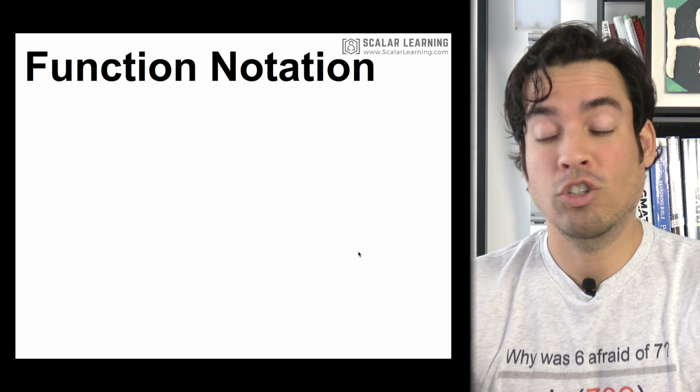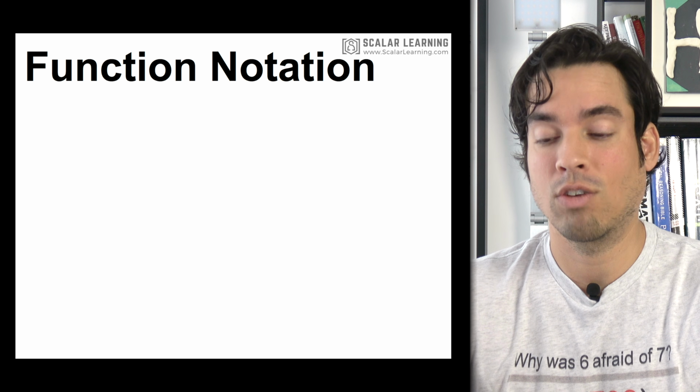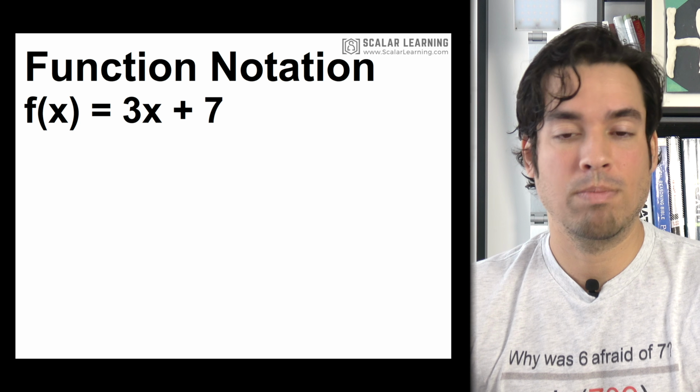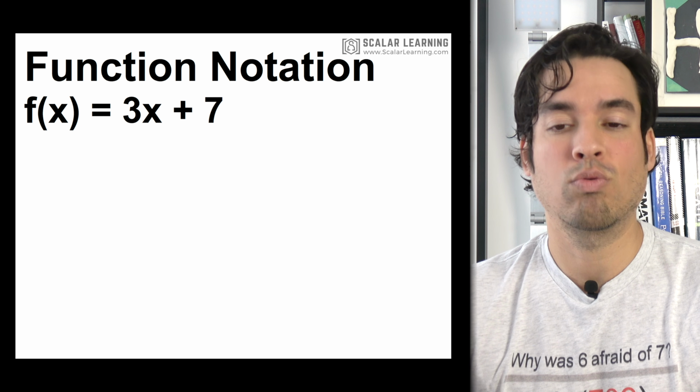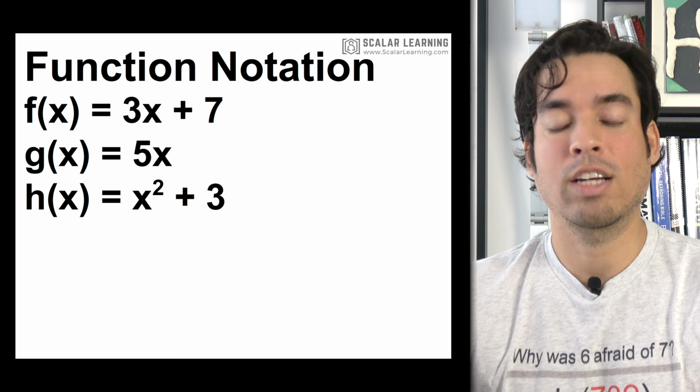Finally, we come to function notation. So function notation is simply knowing function notation, understanding how to apply it. So I'm going to give you a couple examples of a function. For example, we have f of x equals 3x plus 7, g of x equals 5x, and h of x equals x squared plus 3.